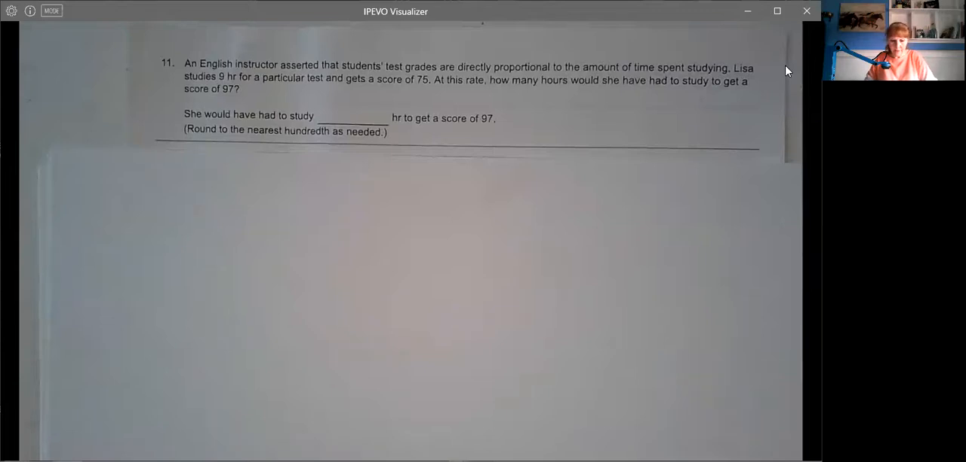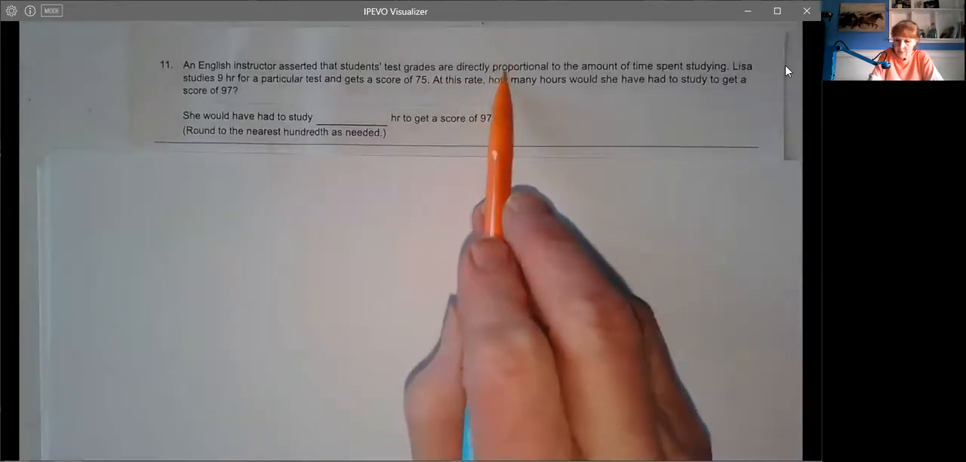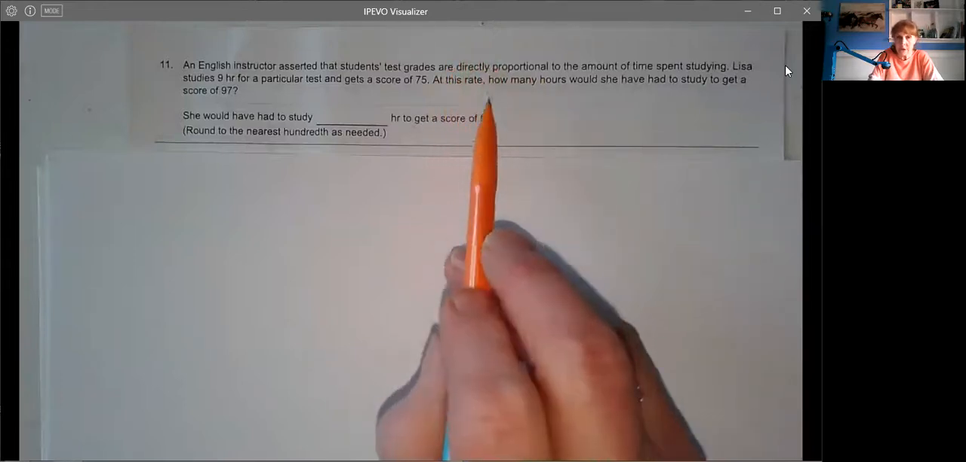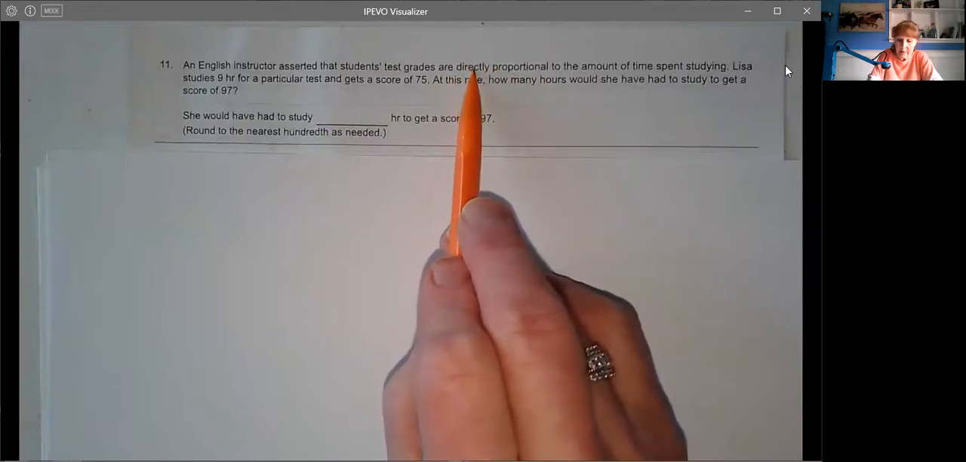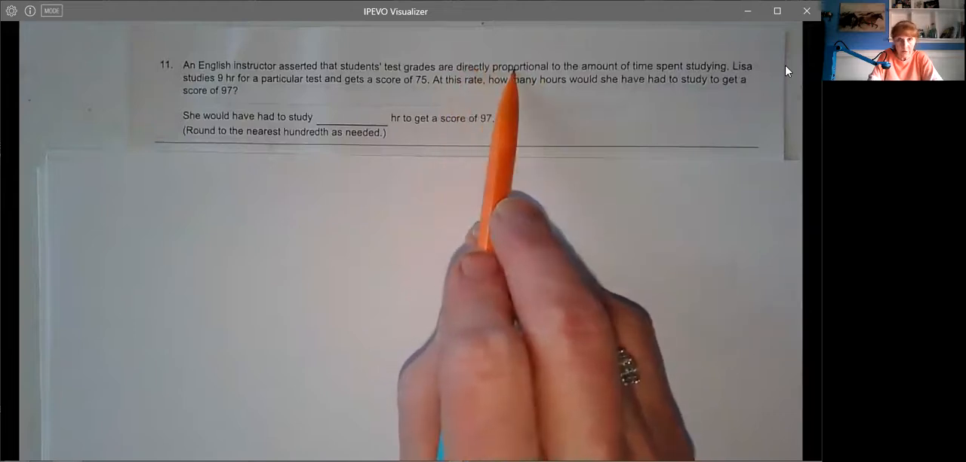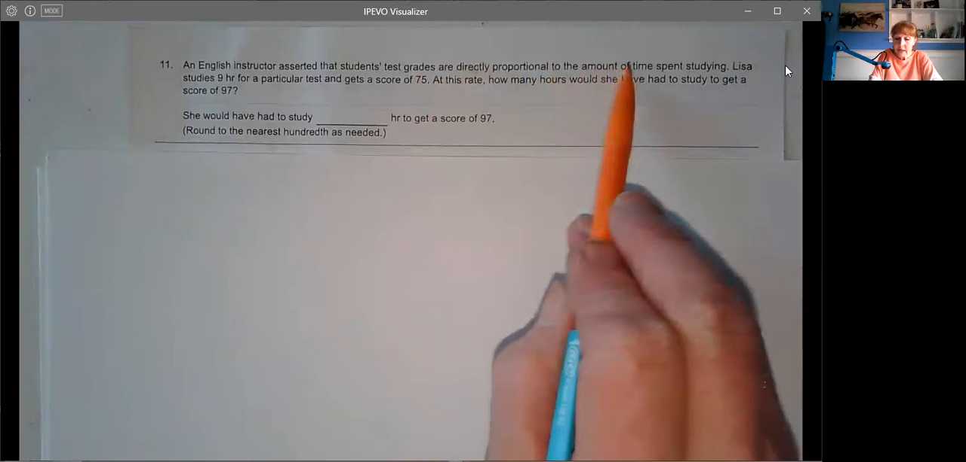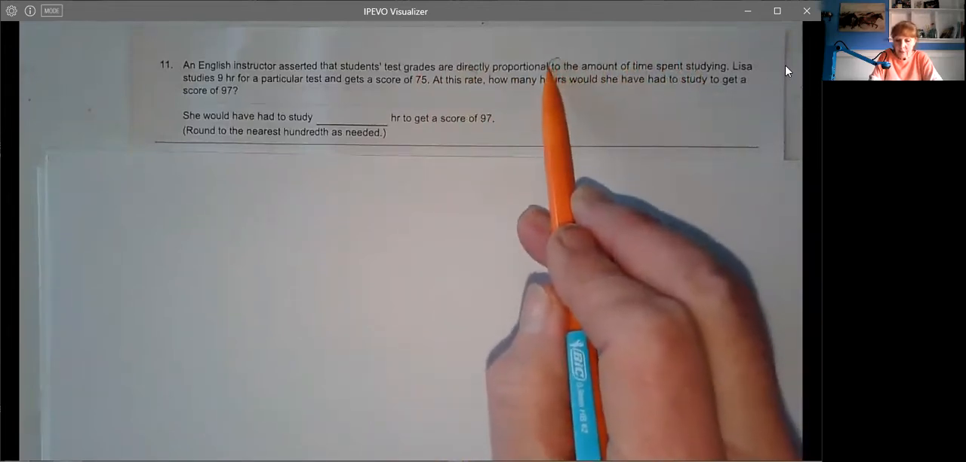Okay, here we go. We have an English instructor asserted that students' test grades are directly proportional. So there we have our proportional. Now this word does matter, but for our purposes, we're just going to set up ratios. We'll explain this in maybe 9:30 or some of your other classes. Sometimes they're not directly proportional, they're indirectly, but for our purposes, the grades are proportional to the amount of time spent studying. So this goes back to creating a ratio.